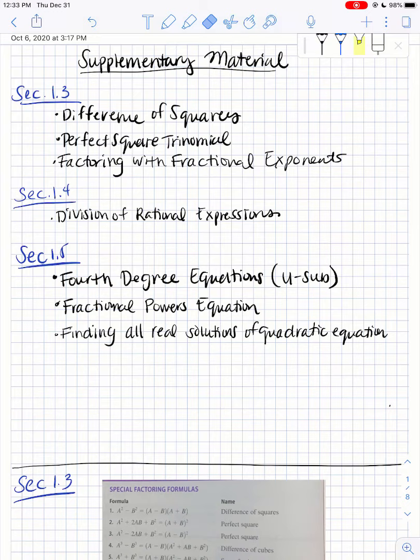So from 1.3, I'm really going to be going over the difference of squares, so factoring and the perfect square trinomial, and then factoring with fractional exponents. And this will also help you complete some of the homework problems that I assigned. And section 1.4, division of rational exponents, or expressions. And then section 1.5 is fourth degree equations using U sub and like a fractional powers equation and finding real solutions for the quadratic equation.